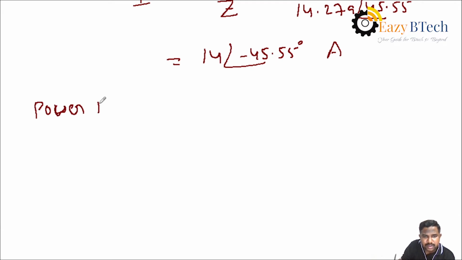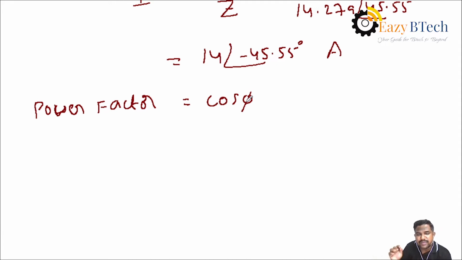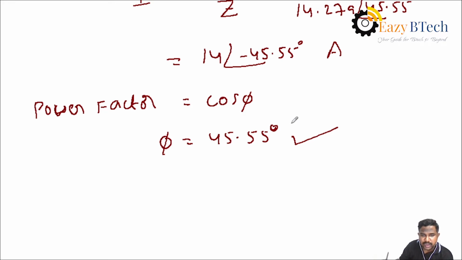What is the formula for power factor? That is cos phi. Here, what is the value of phi? That means the angle you have to calculate in the impedance value. In this problem, the angle of impedance is minus 45.55. The angle of impedance is nothing but the phase angle of the circuit. Then you have to calculate the power factor by applying cos of the angle of the impedance.